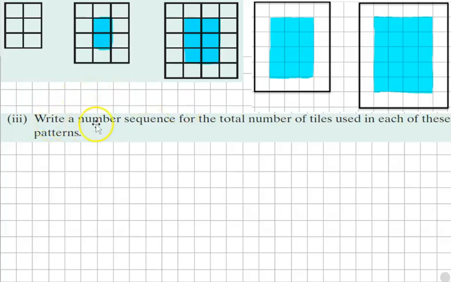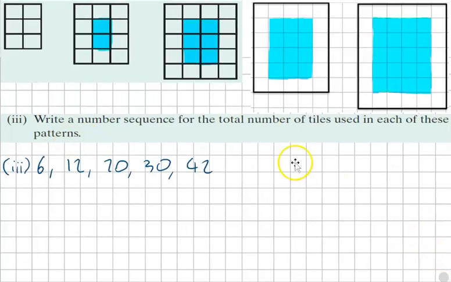Part 3, write a number sequence for the total number of tiles used in each of these patterns. So in the very first term, there's a total of 6 tiles. So T1 or term 1 is 6. In the second term, we have a total of 12 tiles. So remember here now the colour doesn't matter. So term 2 is 12.